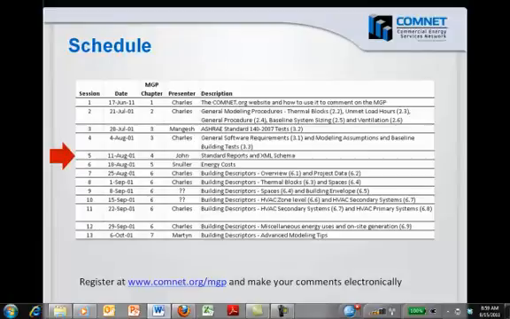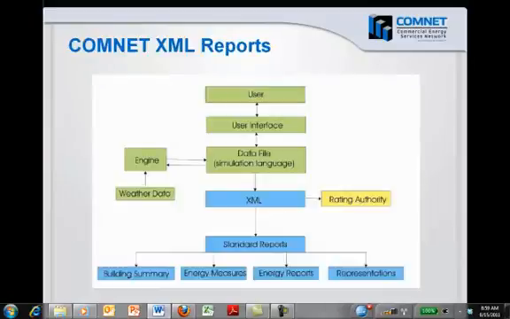We're reviewing the standard reports in the XML schema. Next week, Snow Price is going to be discussing the energy costs methodology and results that are used for COMNET. And then after that are a series of sessions that really dive into what are referred to in COMNET as the building descriptors. These are the unique inputs that represent the data inputs for the energy model. So today I'm going to be discussing the COMNET XML reports.